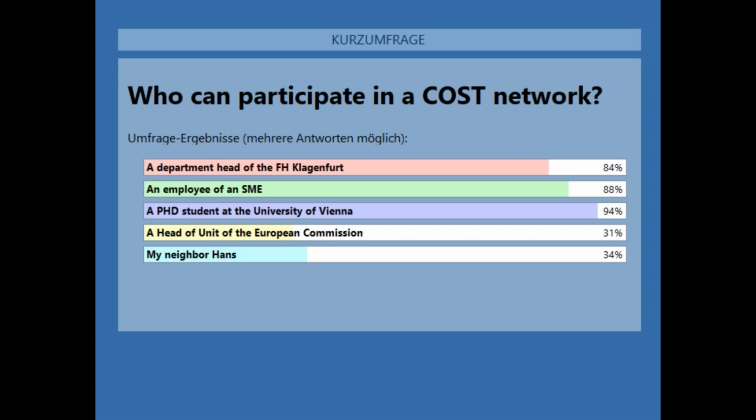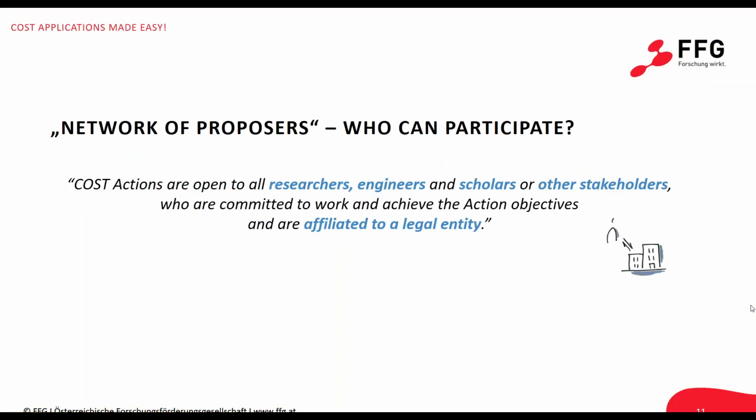And we see that most of you believe that the first three people are able to participate in a COST network. And then not so many believe in the head of unit of the European Commission and the neighbor Hans. So that is interesting for me to see, and you will now very soon see what is really the case. Let me go back to my list. So actually everyone apart from neighbor Hans, very sorry Hans, can participate in a COST action.